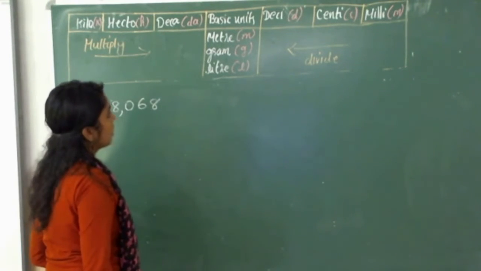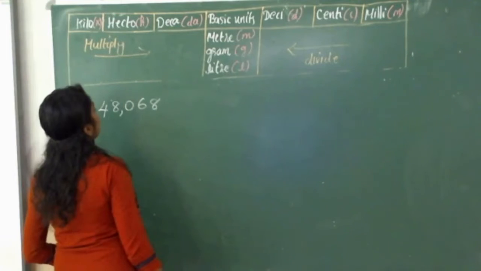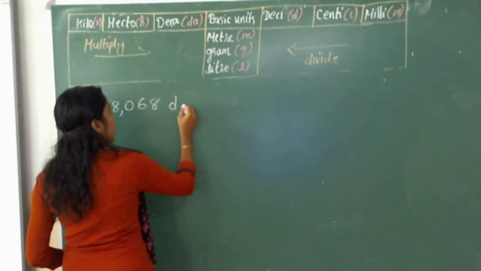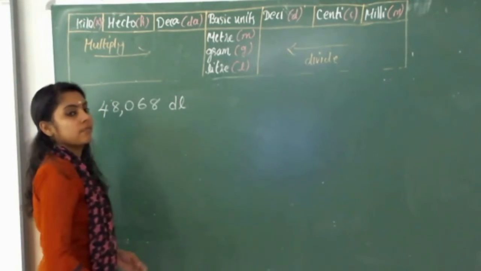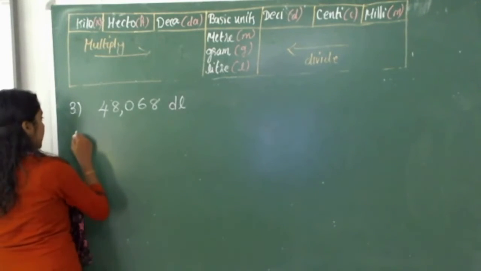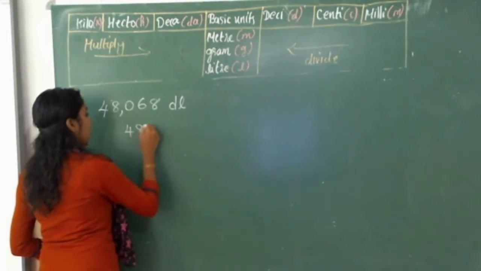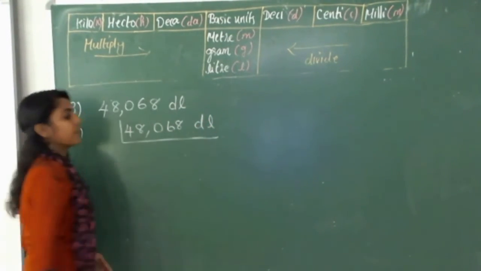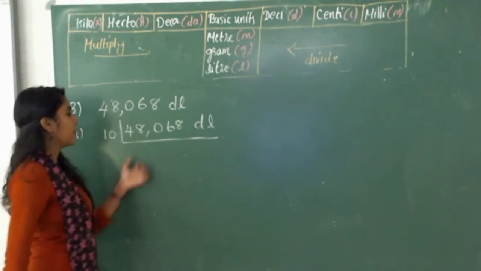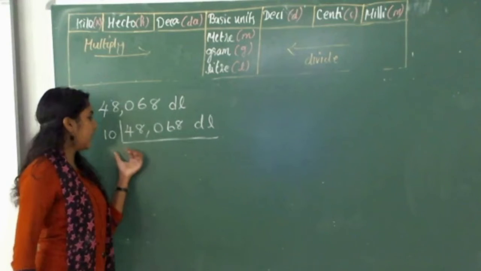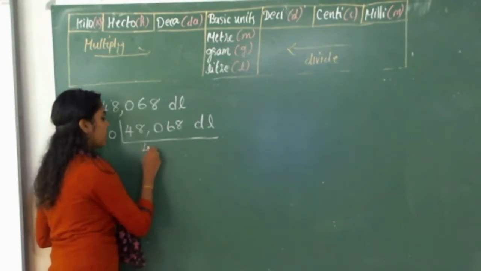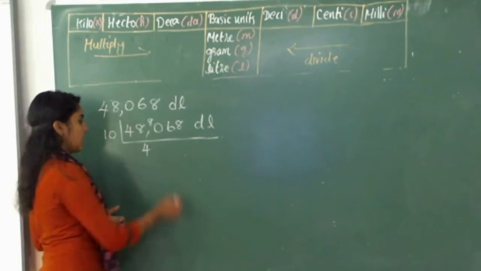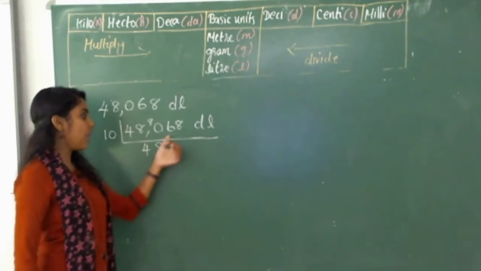48,068 deciliter. Answer: 48,068 deciliter. Divide by 10. So first number is 48. 10 into which number is 48? 10 4s are 40, 48 here. Then next number is 80. 10 8s are 80. Next number is 6.